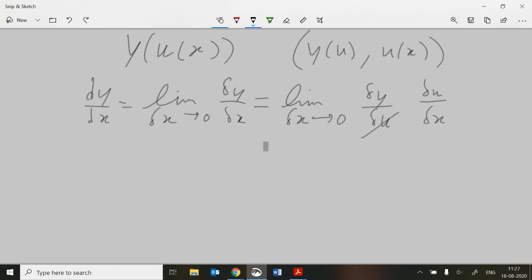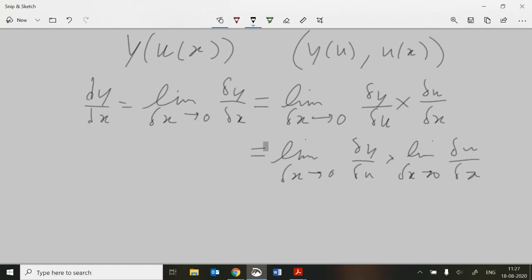Now, this small change in u is just a thing. It could be 0.1, and this is 0.1 as well, and that's definitely going to cancel with this. That's allowed. Properties of limits also allow us to split up those limits. So we've got delta x tending to 0 of delta y over delta u, times the limit as delta x tends to 0 of delta u over delta x. And now you can see we have the definition of dy/du times the definition of du/dx.